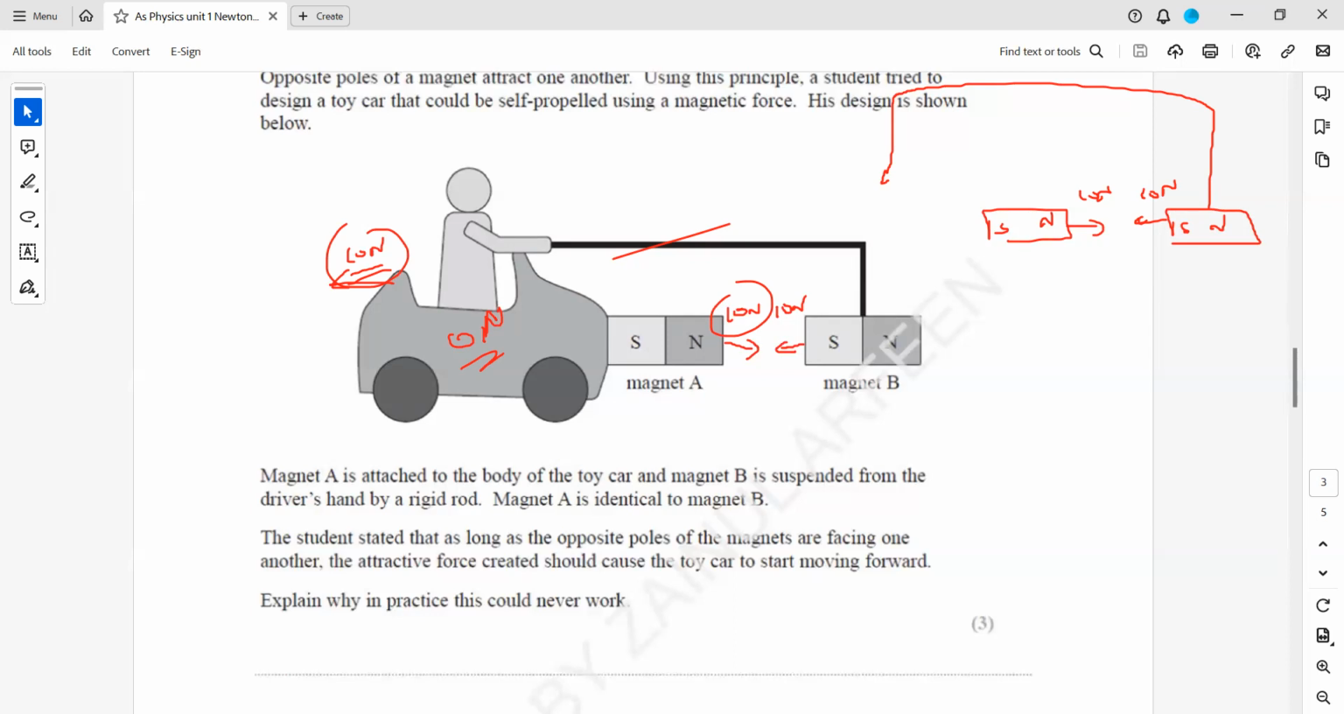But because a person is holding magnet B, the whole 10 Newton force is not only experienced by magnet B, it is experienced by the person as well as the car the person is in. And that force cancels out with the forward force of magnet A. So as a result, there is no resultant force acting on the car. As there is no resultant force, the car will not change its direction or its motion, or it will remain at rest. Is it clear? Question two.